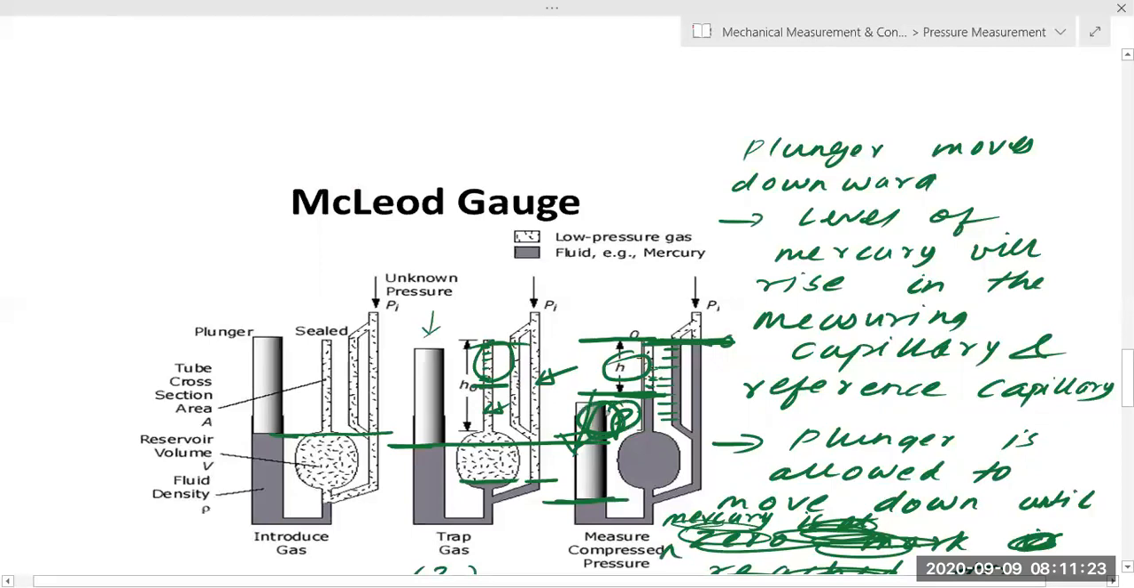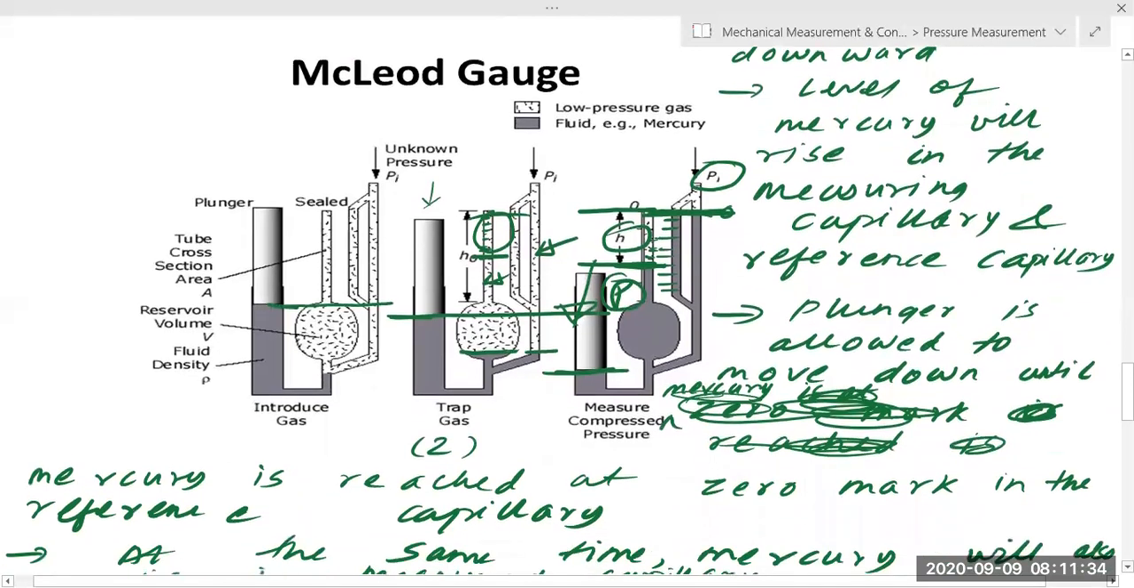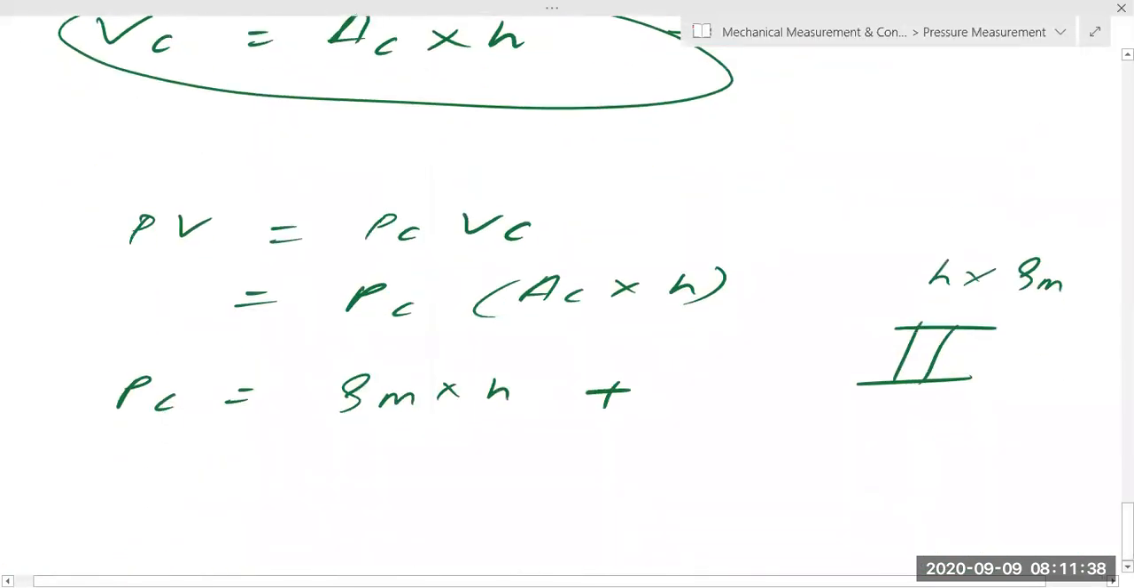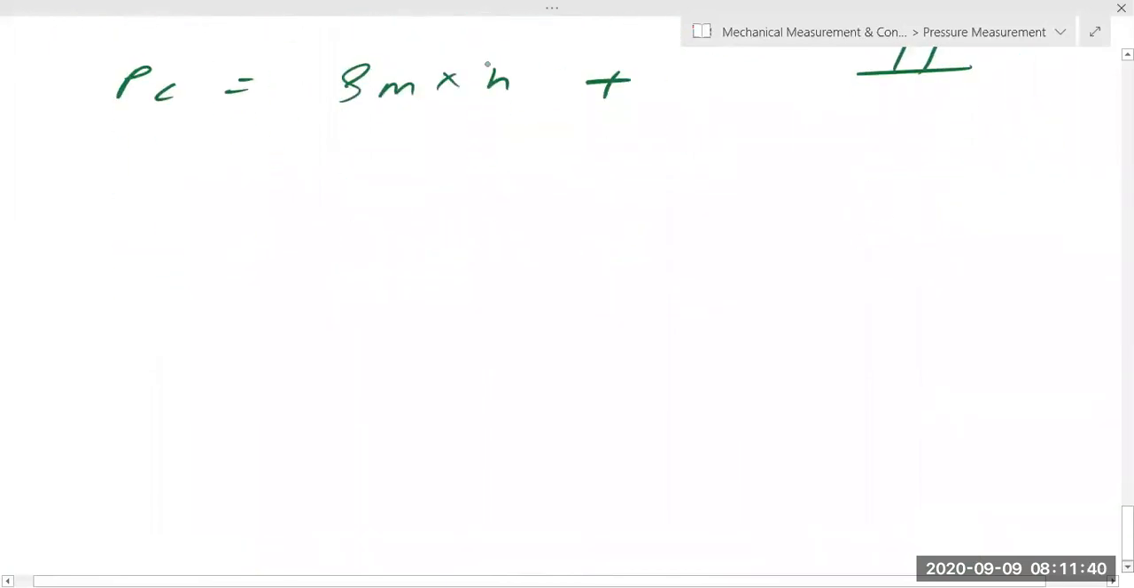Whatever is the pressure from the plunger end will be automatically equal to this pressure, correct? So what I can say is, I have taken the fluid pressure as P, so the same pressure will be applied to the plunger end also. So I can write rho m into H plus P.